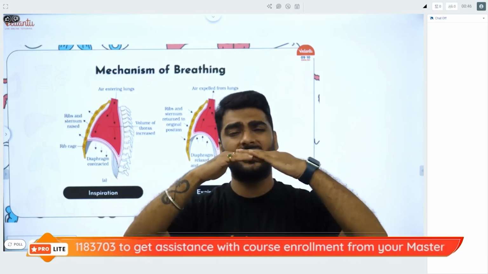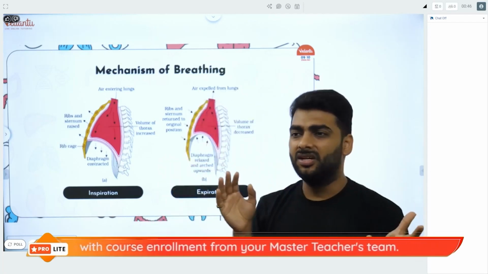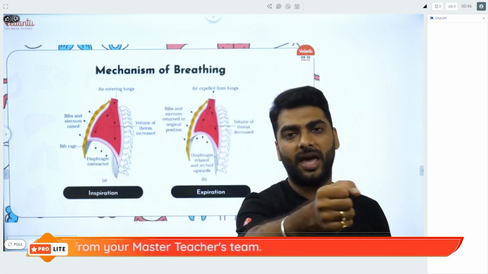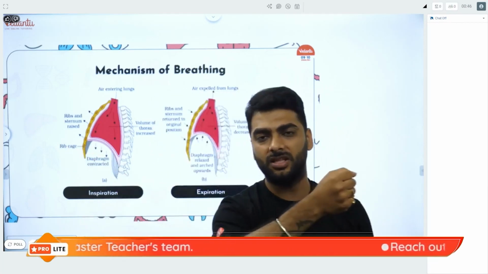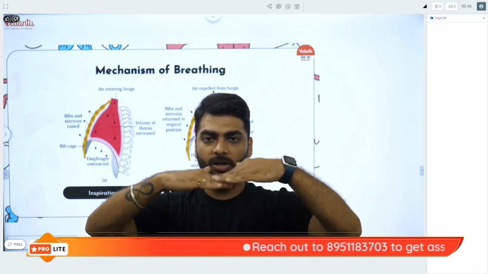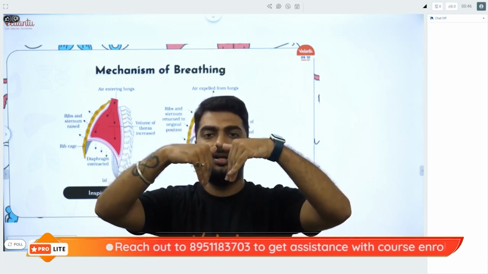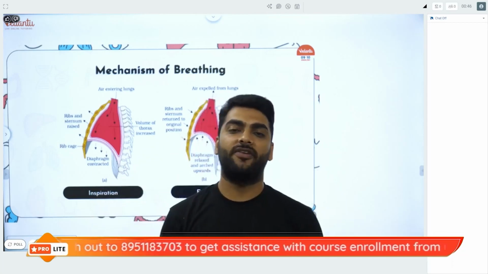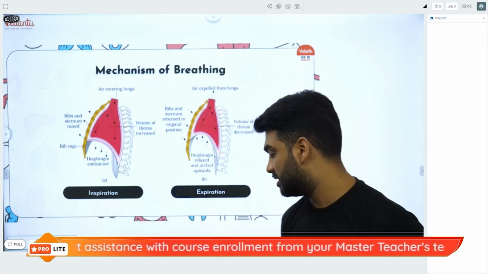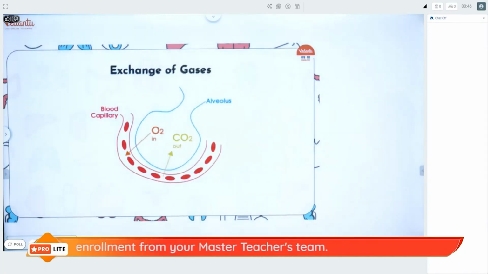So just imagine, guys, that diaphragm is like a door. When the air comes in, the door opens. When the air goes out, the door closes. So open, close, open, close. How will you open your hands? Like this, right? So open, close. So diaphragm is a dome-shaped tissue present below your lungs. It is for additional support, right? So that is how the diaphragm moves.